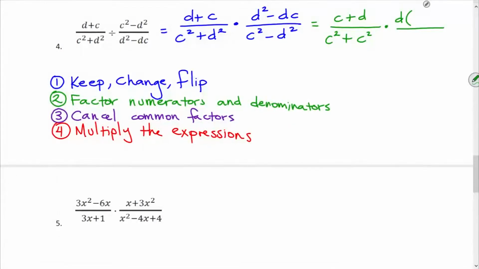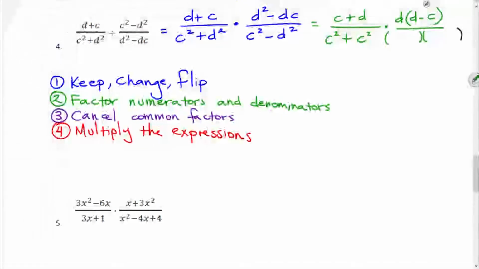So d times what is d squared, and that's d. D times what is minus dc, it's minus c. Okay, and then c squared minus d squared, I have the difference of squares, and what squared is c squared? It's c and c, and what squared is d squared? You get d, and you get plus and minus.